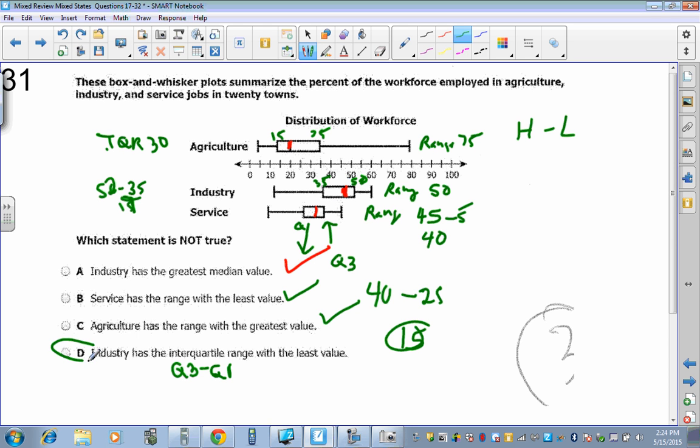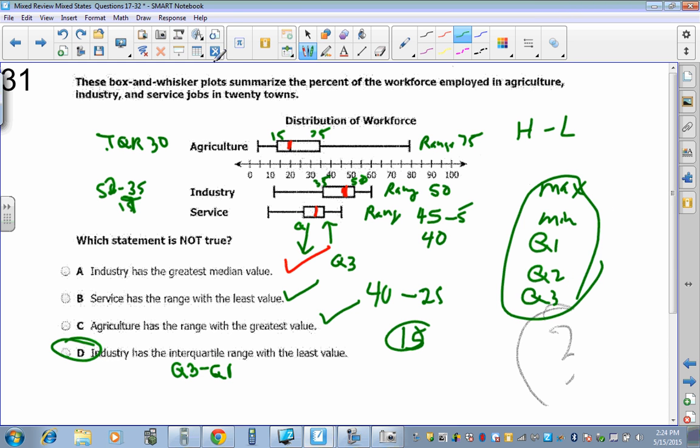Make sure you review your box and whisker plots for the exam, by the way. You may be asked for the 5-number summary of any box and whisker. And what is the 5-number summary again? Okay, remember it's the maximum, the minimum, quartile 1, quartile 2, quartile 3.